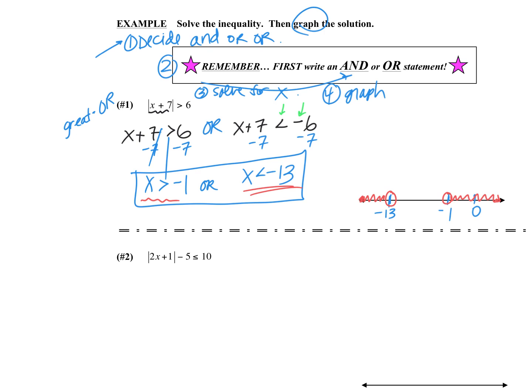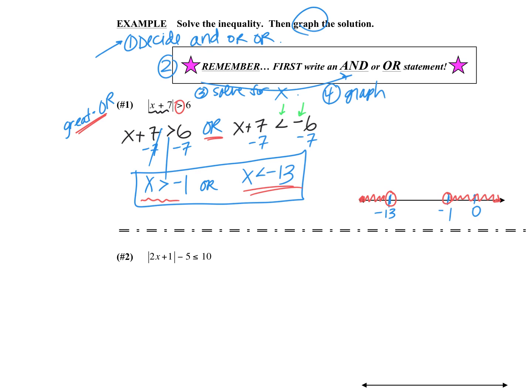Good. Hopefully that makes sense. So we decided it was an or because of the sign. We wrote down our two statements with the or in the middle. We solved each one of those for x, and then we graphed it. Good. All right, next example.